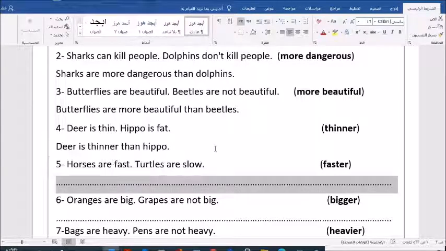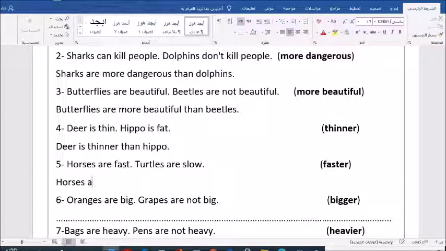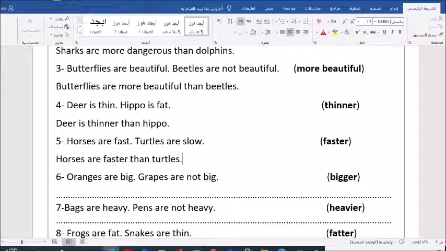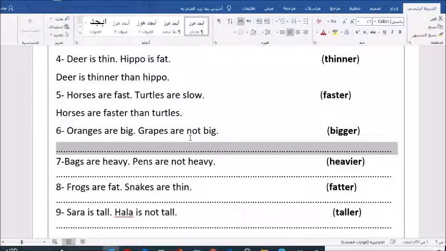Horses are fast, turtles are slow. Which one is faster? Of course the horses. So horses is part 1. Horses are faster, adjective plus ER, than part 2, turtles. And we don't write anything else. And remember, we cut the full stop. We make 2 separate sentences into one sentence. So no need to write a full stop, and no need to repeat any other words. Just part 1, is or are, adjective plus ER or more plus adjective, then than, and then part 2. That's it. End of the story.